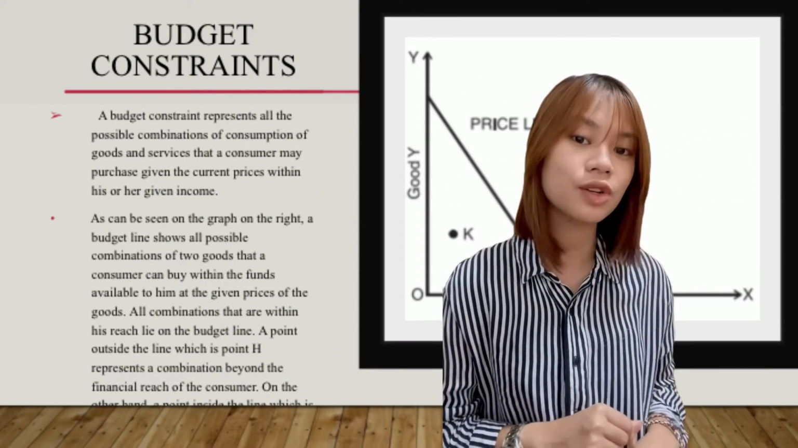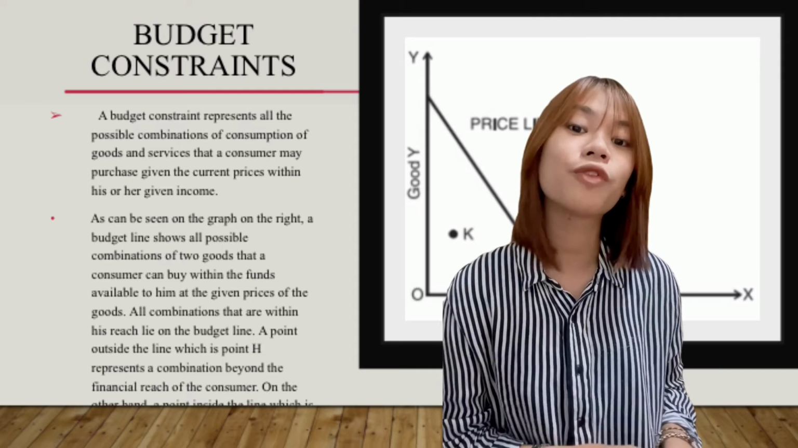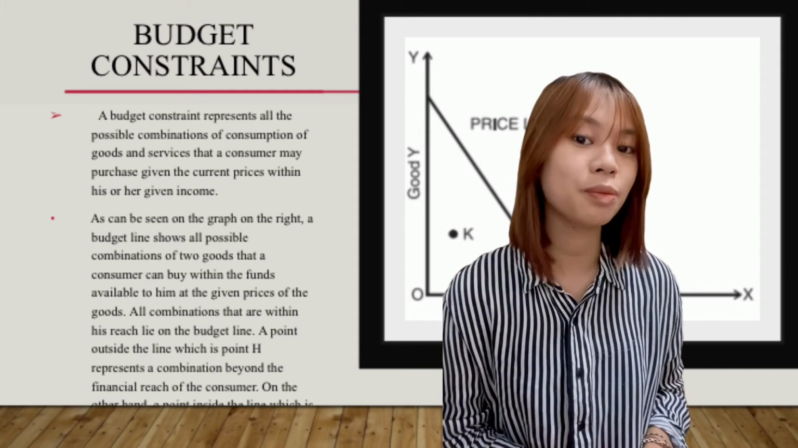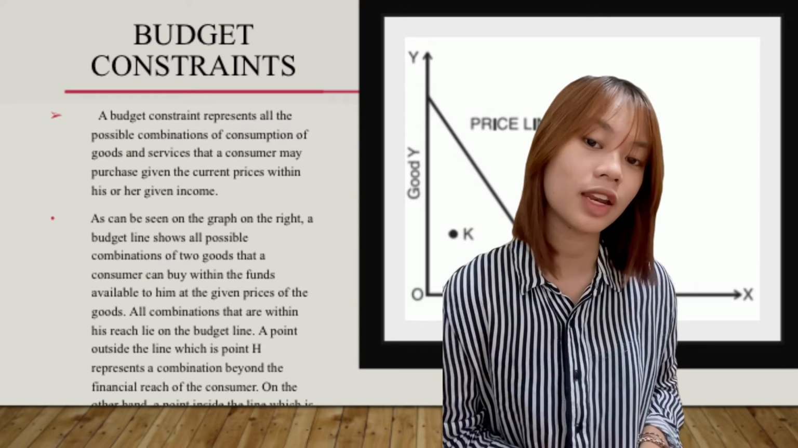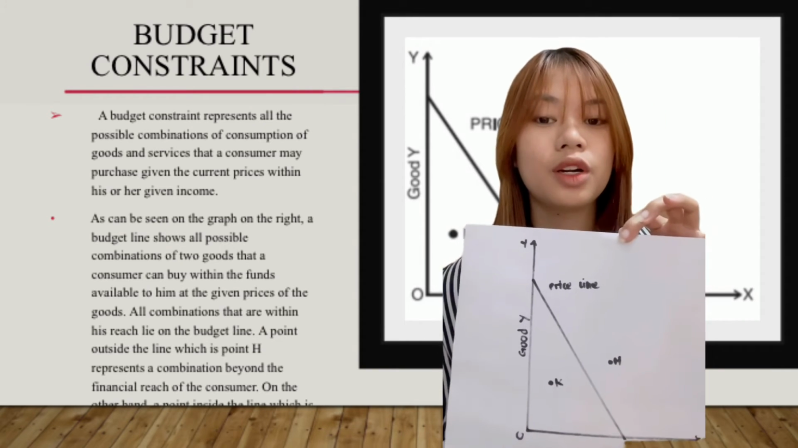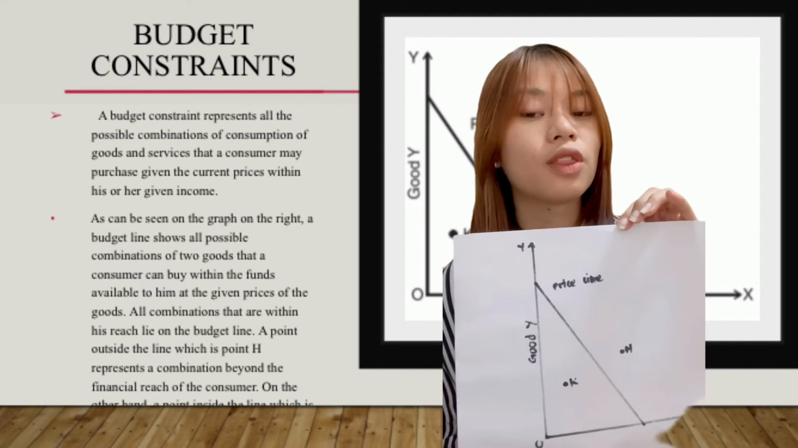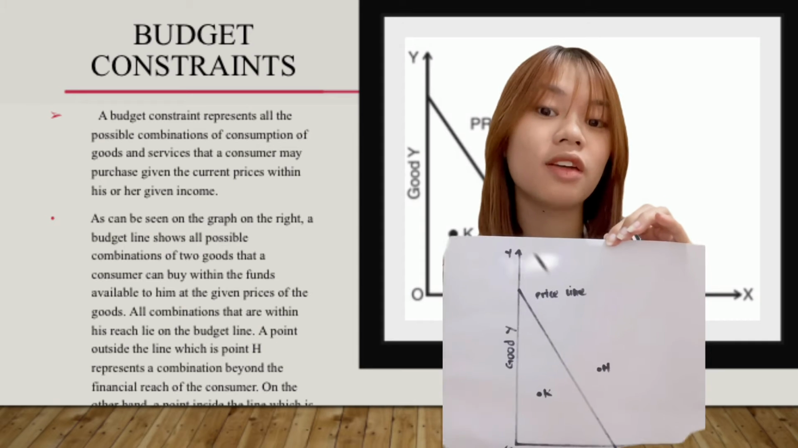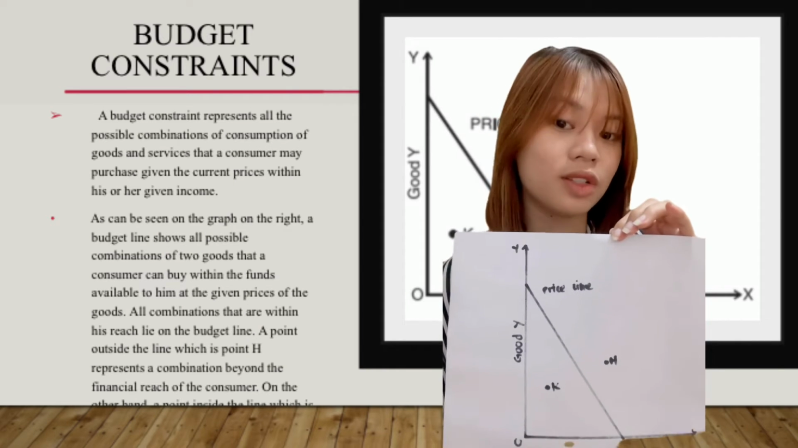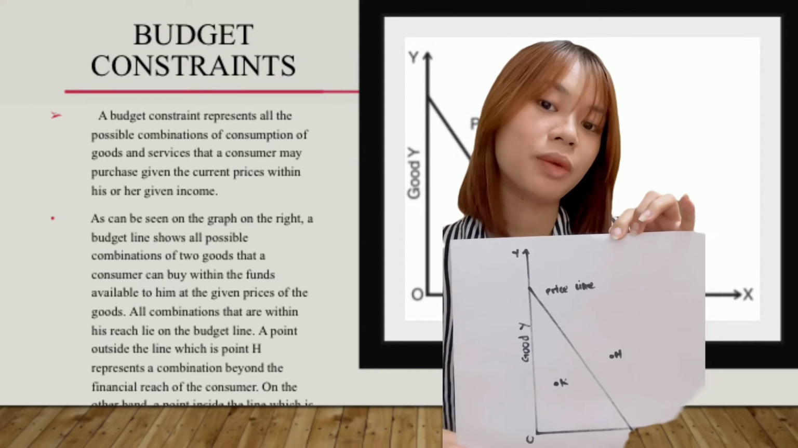A budget constraint represents all the possible combinations of consumption of goods and services that a consumer may purchase given the current prices within his or her given income. So I have a graph here in which the budget line shows all the possible combinations of the two goods that the consumer can buy within the funds available to him at the given prices of the goods. All combinations that are within his reach lie on the budget line.